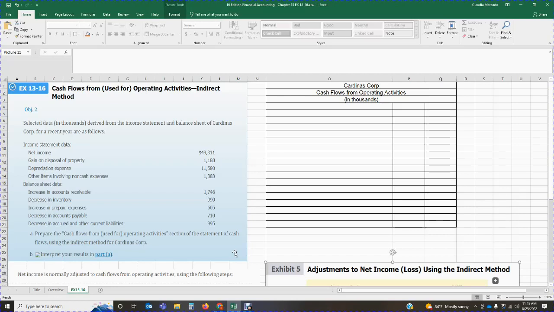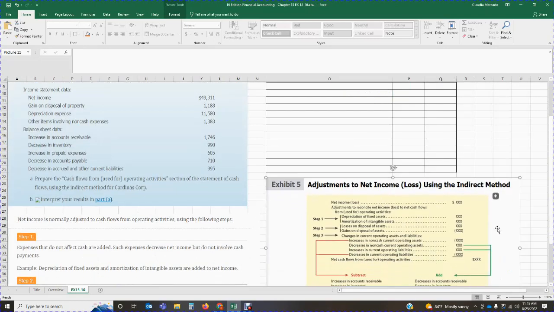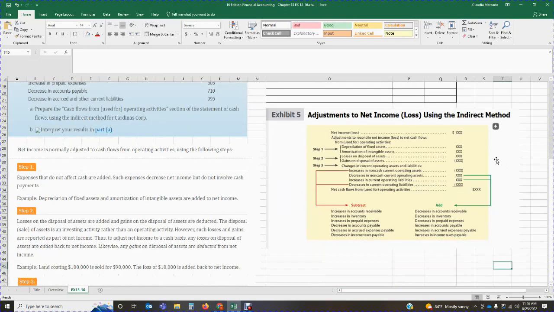Okay, we are being tasked to prepare the cash flows from or used for operating activity section. We're only dealing with the operating activity section of the statement of cash flows using the indirect method. In your ebook, you're going to find Exhibit 5. I want you to locate it in your book. This is going to be kind of like our map of how we are going to solve or calculate our cash flows from operating activities.